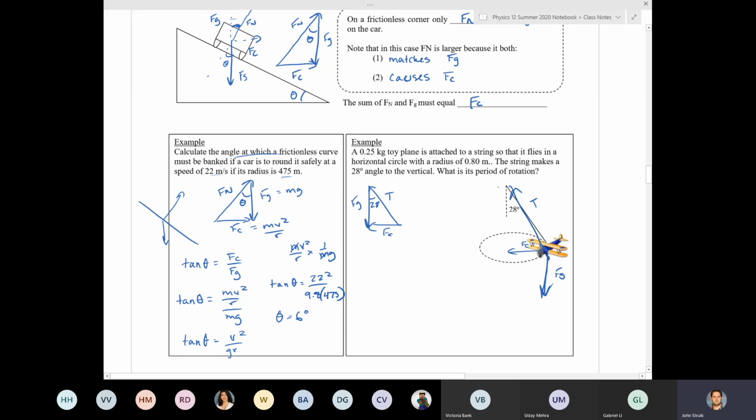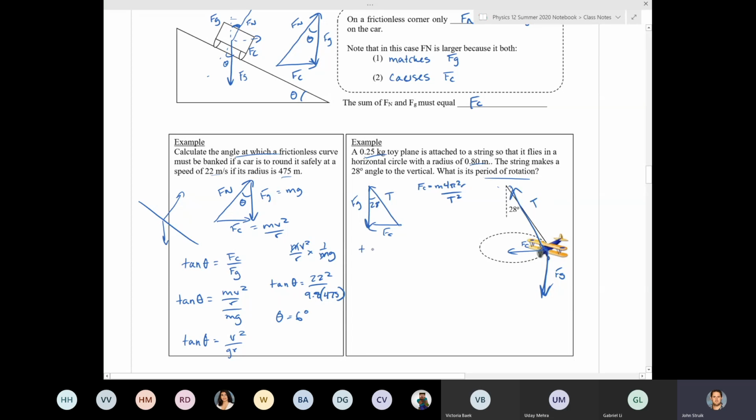So now we need to look at our information. We have the mass, we have the radius, we have the angle, and we're trying to find the period. So if we're trying to find period, we have to have a formula that has period in it. So we're going to be using Fc equals m 4 pi squared r over t squared, because we're trying to find the period. We don't know the tension, but we know the mass of the thing. So again, we're going to relate Fc and Fg.